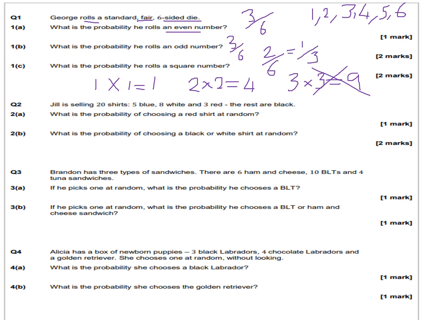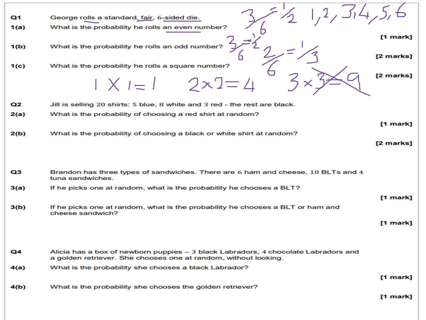Again, for the purposes of this video, I'm not too concerned about simplifying, but feel free to simplify if you feel comfortable. Remember, 3/6 simplifies to a half: divide top and bottom by 3, because that's my highest common factor. For 2/6, they're both even, so I can divide top and bottom by 2 and I get 1/3. Hopefully you're happy with simplifying, or cancelling down, fractions.